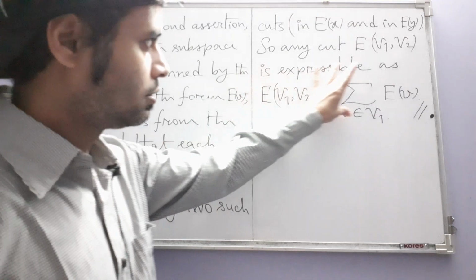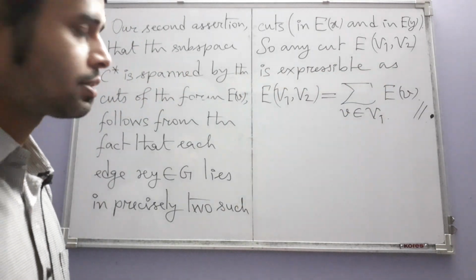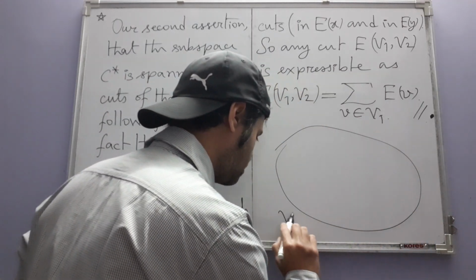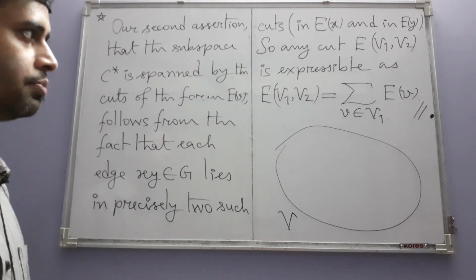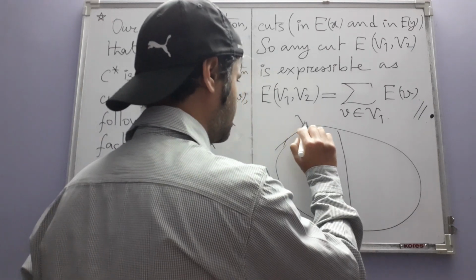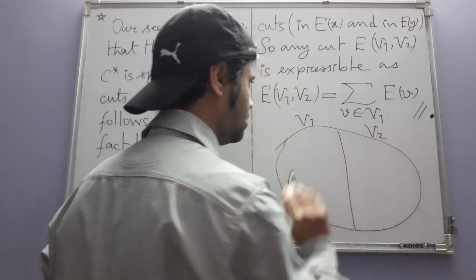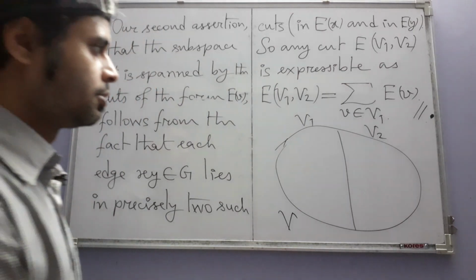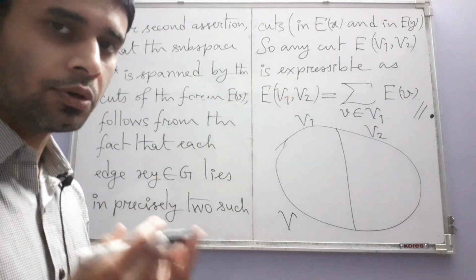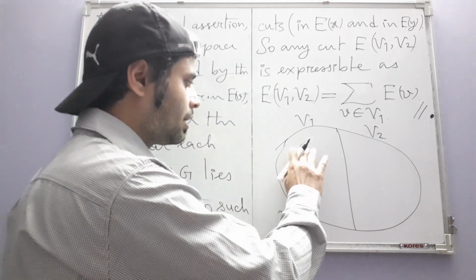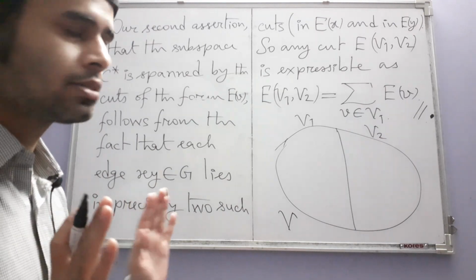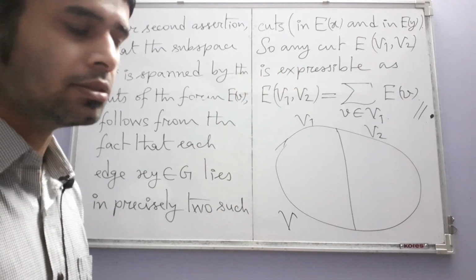Now let's come to the verification of this equation, or at least understanding how it comes. Say this is our vertex set, and we have a partition: this part is V1 and this part is V2. So what is this set? This is the set of those edges in G, one end of which lies here and the other end lies here. That is just what E of V1 comma V2 means.